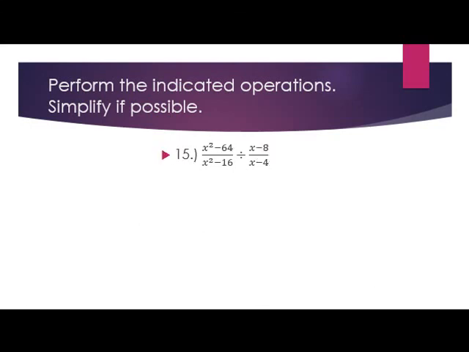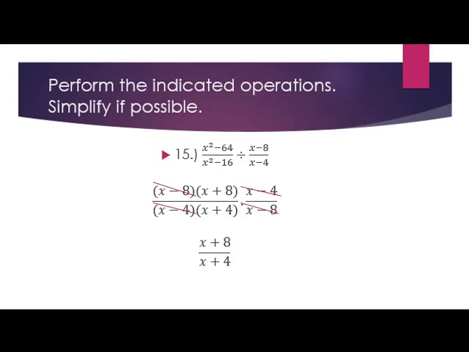Let's factor the first fraction and flip the second fraction over. After I do, I'm going to be able to cancel an x minus 8 on the top and bottom and an x minus 4 on the top and bottom. When I do, I end up with x plus 8 over x plus 4. Remember, that's not equal to 8 over 4. You can't cancel parts of it. You can only cancel things that are multiplied.